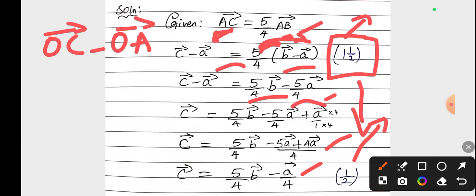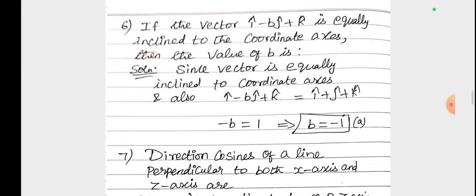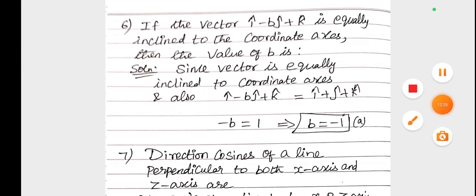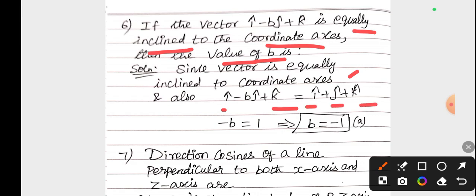If you want to solve different types of questions after completing the NCERT book, kindly start solving these previous year questions. It will be very useful for you. Go to the sixth question. If the vector i cap minus b j cap plus k cap is equally inclined to the coordinate axes, again MCQs, find the value of b. Equally inclined to the coordinate axes, each will be the same. Since i cap and k cap are there, it's supposed to be i cap plus j cap plus k cap.